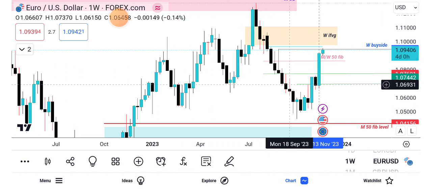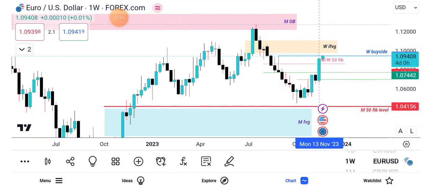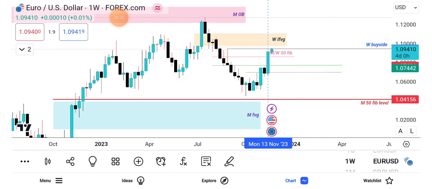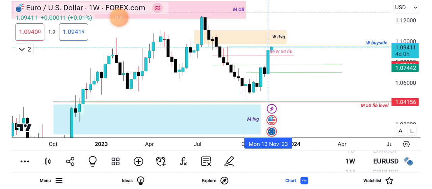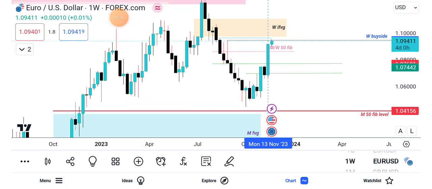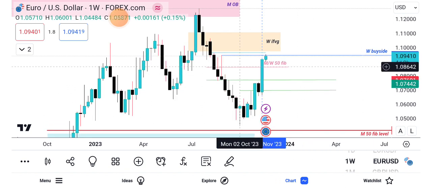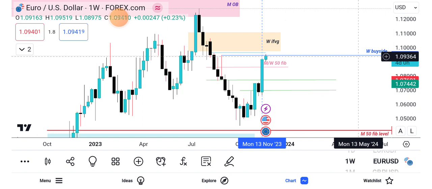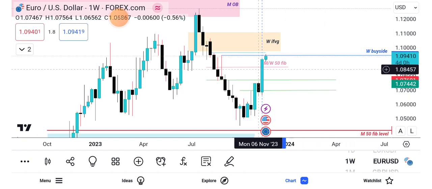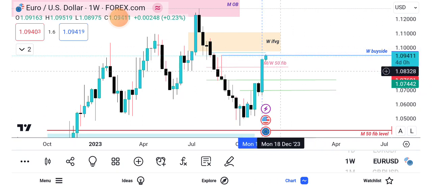Okay, we have this market structure shift here, we have these liquidities resting below this low. So that will also be our draw on liquidity, or general draw on liquidity, before price retraces to this monthly fair value gap. So from the weekly we can see we are already in premium, with this buy side also engaged, and we want to see how price will act off this weekly inversion fair value gap.